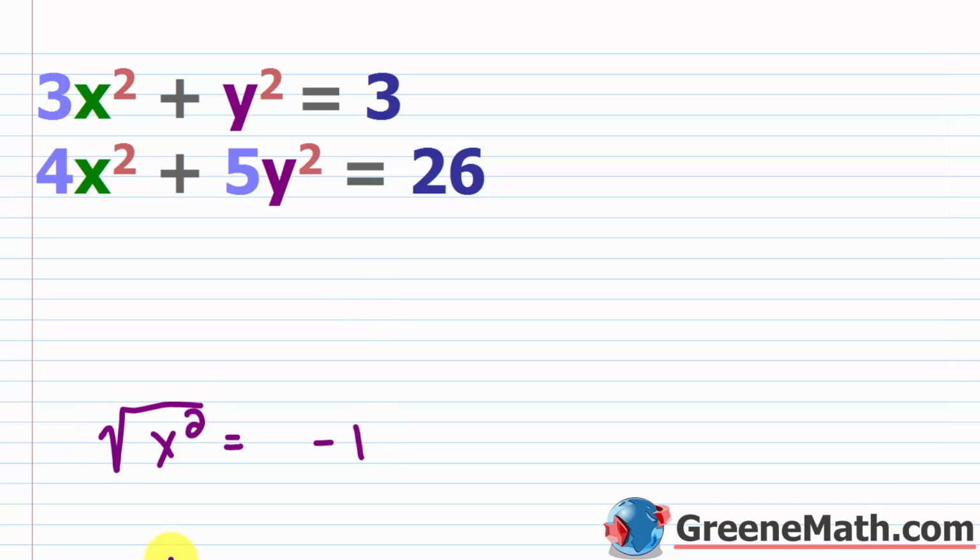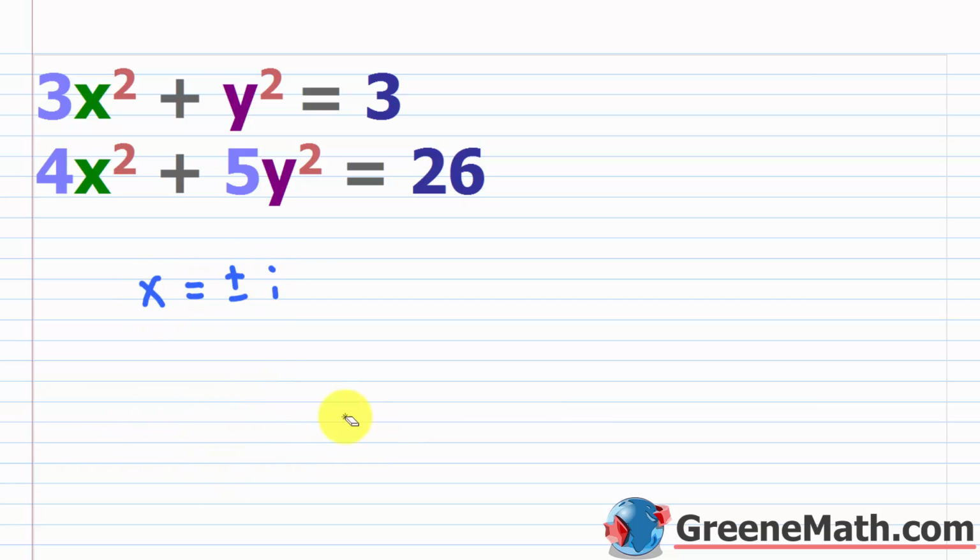So I take the square root of this side, and I go plus or minus the square root of this side. We know the square root of negative 1, if we want to use the complex number system, is i, the imaginary unit. So I can just go ahead and say that x is equal to plus or minus i. Okay, so plus or minus the imaginary unit. So you can really say that you have x is equal to i, and then also negative i. Okay, so we've got to plug each of these in.